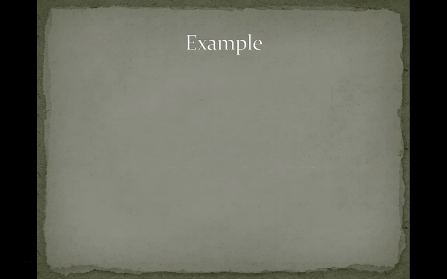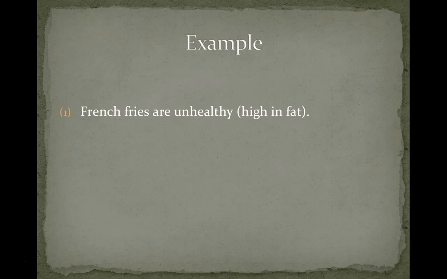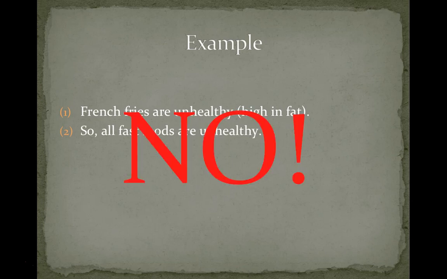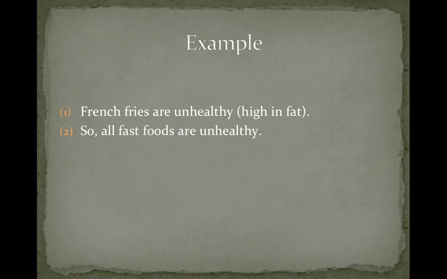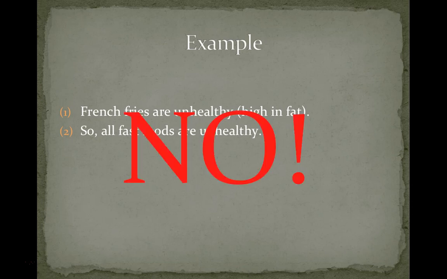Alright, let's look at an example. French fries are unhealthy because they're high in fat. So all fast food are unhealthy. Okay, this is a bad example, because notice that we're generalizing from a single example of French fries being unhealthy to the conclusion that all fast foods are unhealthy.